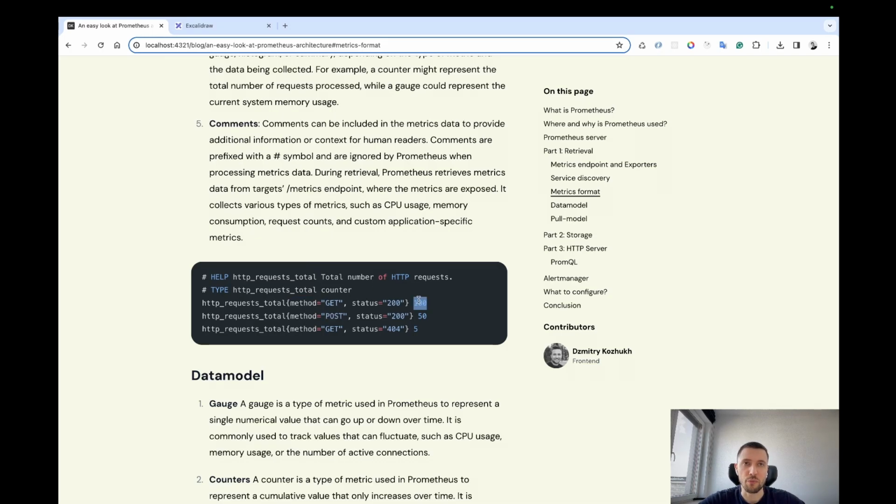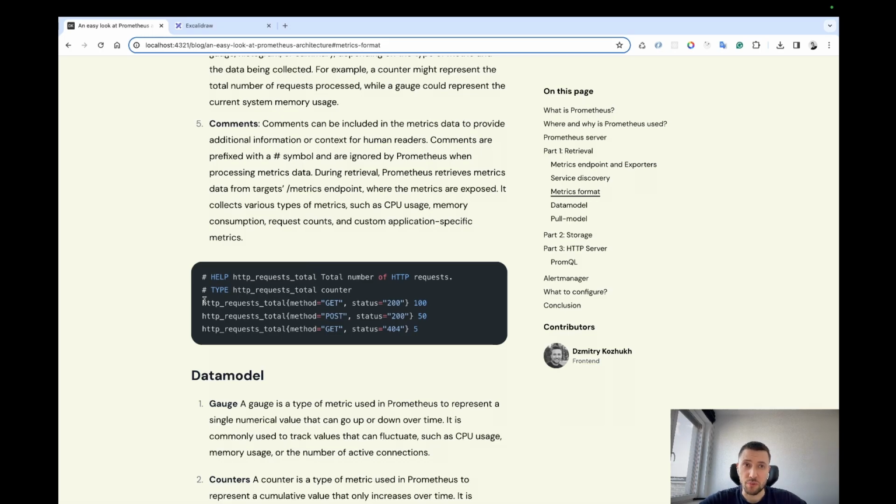Then the third part is value. The value component of a metric represents the actual measurement or observation being recorded. Then comments. Comments can be included in the metrics data to provide additional information or context for human readers. And timestamp. Each metric data point includes a timestamp indicating when the data was collected.